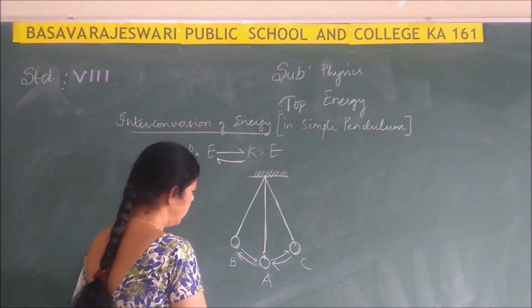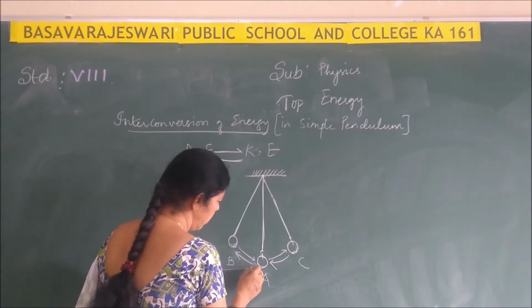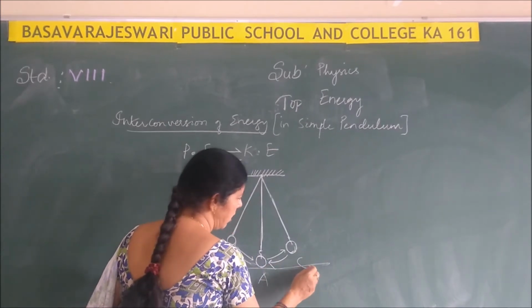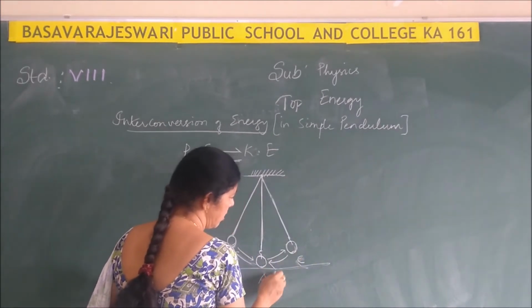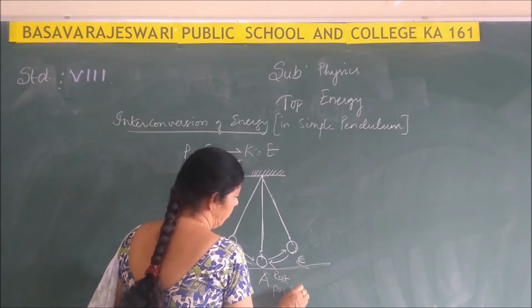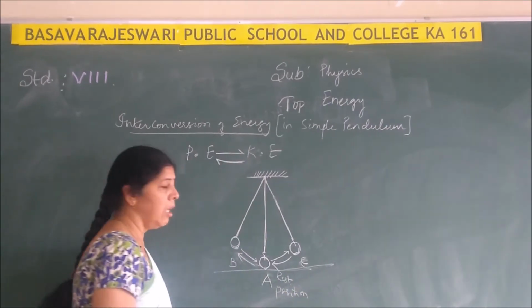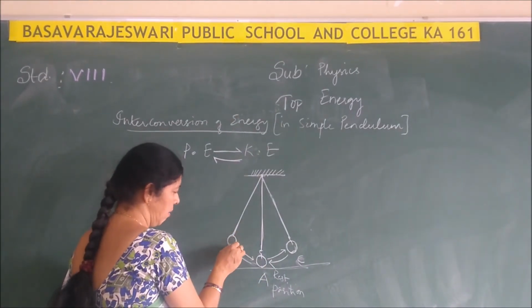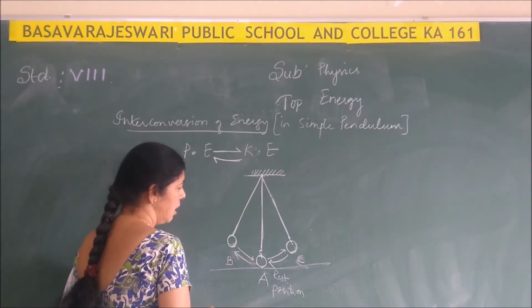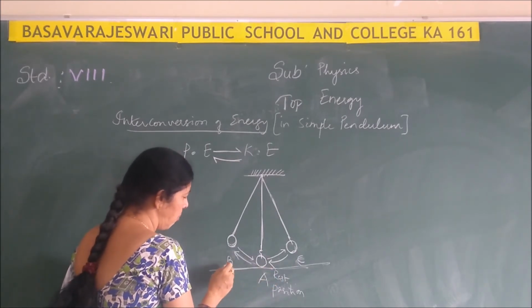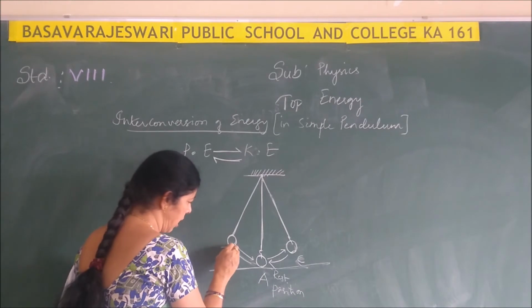Now see here, this is the ground level. This is the original level when the simple pendulum is at rest. It is in rest position. Now, when you take the bob to the position B, then what happens? You can observe that from this position, the bob is raised to a certain height.